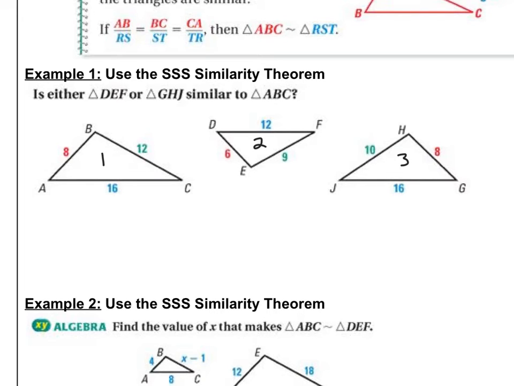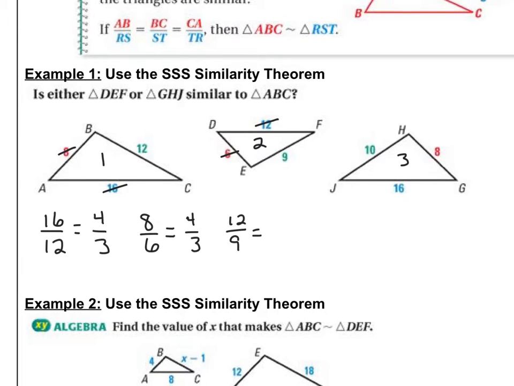Okay, so we are going to do 16, the longest side from 1, over 12, the longest side from 2. 4 goes into both of those, giving me 4 over 3. Okay, let's go with the shortest side then. We have 8 and we have 6. That will simplify down to 4 over 3. And then the two sides that we haven't used yet, so we used 8, we used 16, we used 6, and we used 12, would be 12 over 9. 3 goes into both of them, so we'd have 4 over 3.